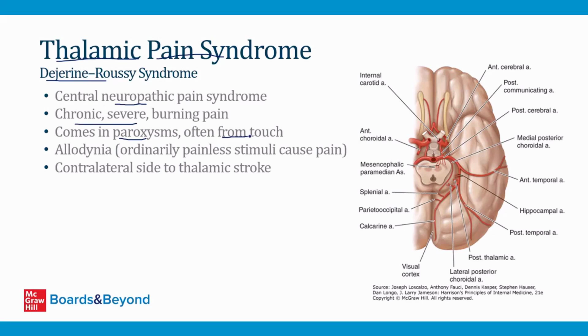And one thing that can be particularly debilitating is that patients can develop allodynia, which means ordinary painless stimuli can cause pain. So for example, someone touches the skin of the arm, and that can trigger severe pain. And the symptoms are always going to be contralateral to the side of the thalamic stroke. So a right-sided thalamic stroke is going to lead to left-sided symptoms of Dejerine-Roussy syndrome as summarized on this slide.